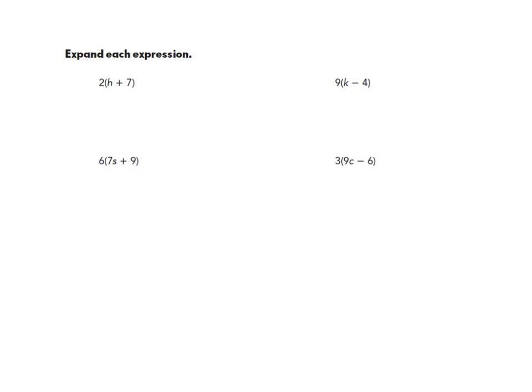As I look at the first one, I see that this is 2 groups of an h plus 7. So that's 2 groups of h, which is 2h, plus 2 groups of 7, which is 14. If I look at the next one, I've got 9 groups of k minus 4, which means I have 9 times k, which is 9k, minus, because I keep that sign, 9 times 4, which is 36.